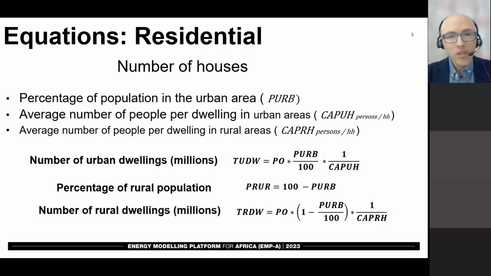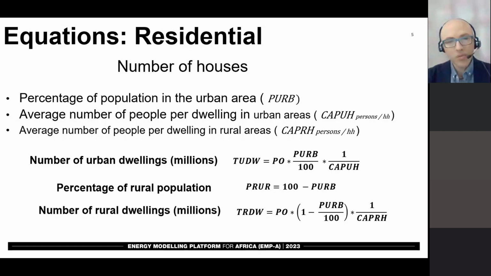So the number of urban dwellings will be calculated by multiplying the total population by the fraction of the urban population, and it is divided by the number of people per dwelling in the urban area. The percentage of rural population is 100 minus the percentage of urban population. And in the same way, we can calculate the number of rural dwellings.